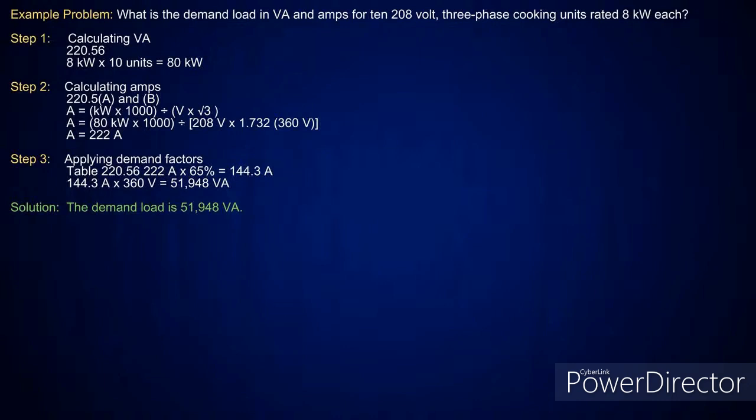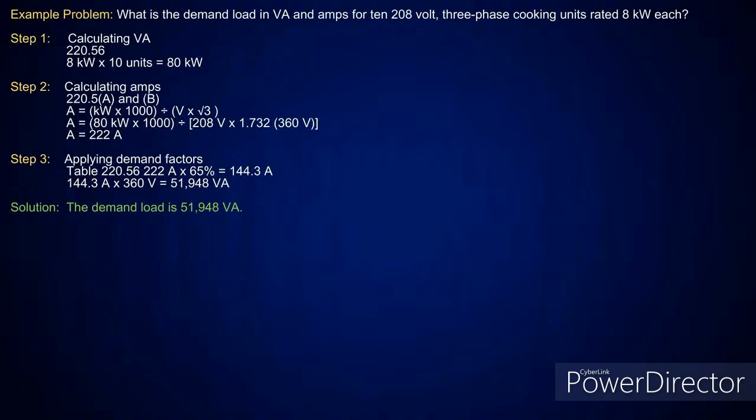So I look at this here, and we're just making it easy for you. We've got 10 units here at 208 volts, three-phase cooking units that are rated at 8 kW each. So you take 8 times 10, which gives me 80 kW. I want to put it in amperage form, so I'm going to take that kW rating times 1,000, and then divide it by the voltage. We have a 208 volt three-phase system, times 1.732 for the three-phase, gives me 360 volts. Divide that into it, and it gives you 222 amps.